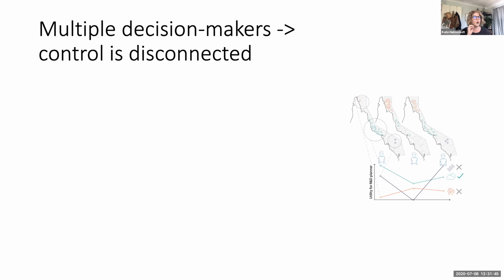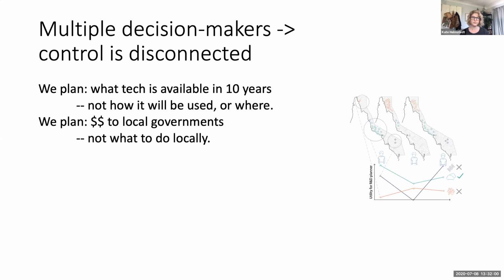But in a more complex environment, we might make an initial decision, but someone else eventually will enact it. And so it really separates out funding decisions or initial decisions from what ends up happening on the ground. For example, in the Great Barrier Reef problem, we can plan what technology we invest in now and might be available in 10 years, but we can't plan how it's going to be rolled out or used or where, once it's available. Or we might plan how to allocate money for protected areas, say to state governments or local governments, but we don't decide what actually is going to happen locally.